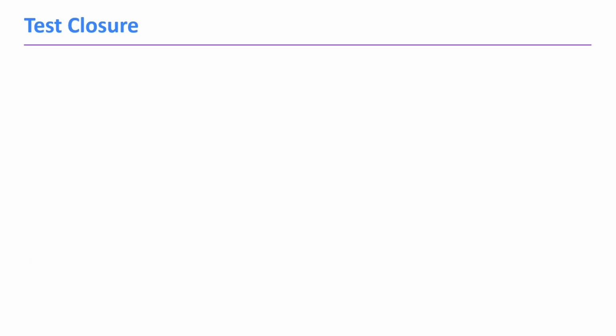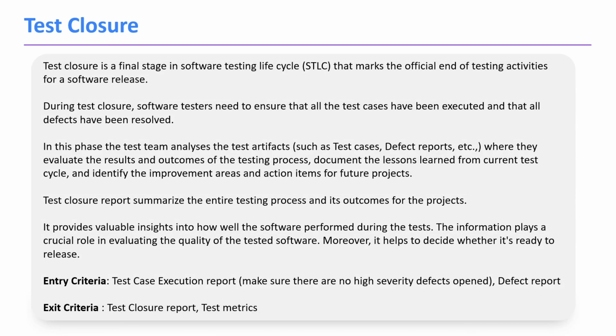The next phase is the test closure phase. This is the last phase of the STLC process. The test closure is the final phase in the STLC that marks the official end of the testing activities for a software release. During the test closure phase, the software tester needs to ensure all the test cases have been executed and all the defects have been fixed, retested and closed.